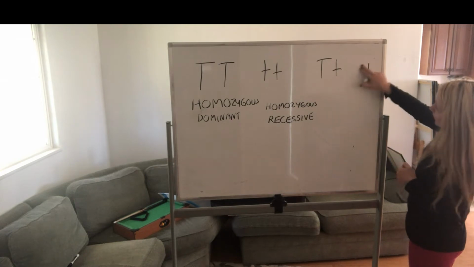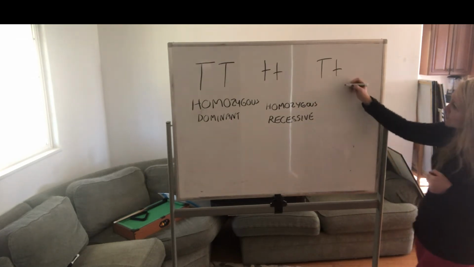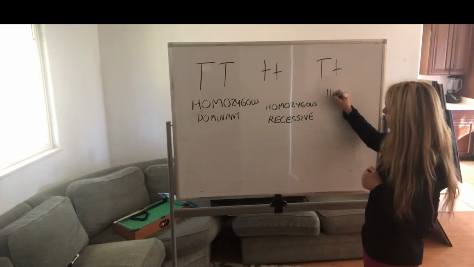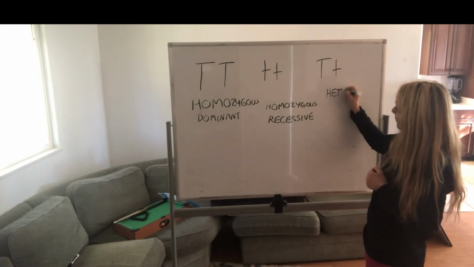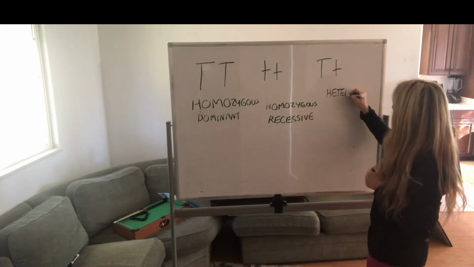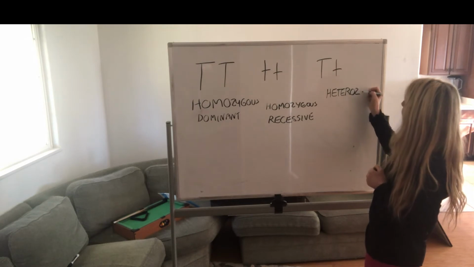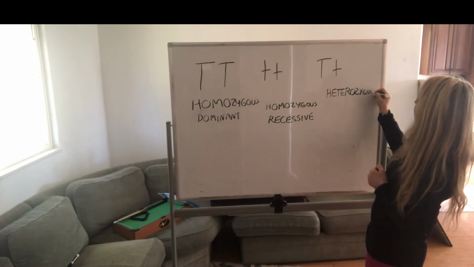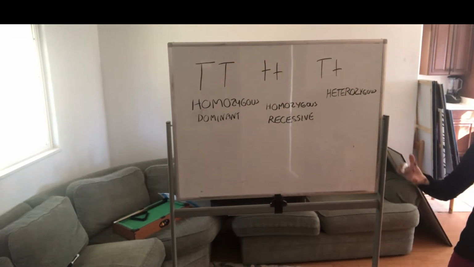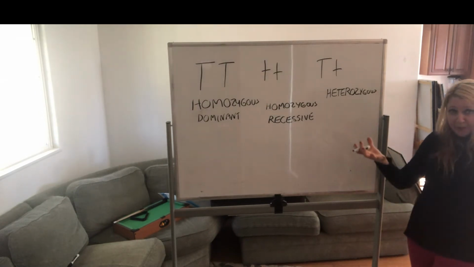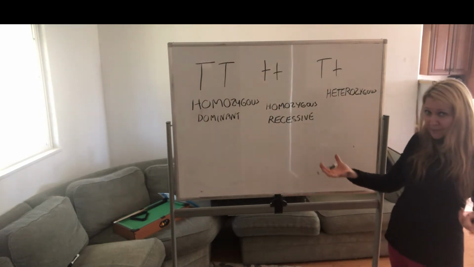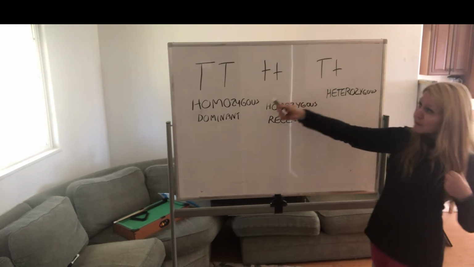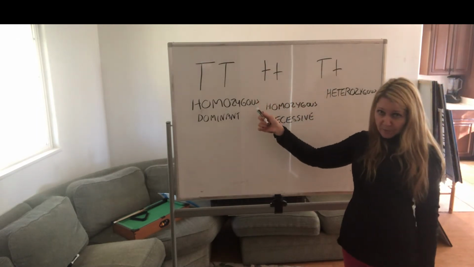We don't write it that way, we write it like this. So this is called a heterozygote. Hetero means different. Heterozygous. And it's not recessive or dominant because it has 1 of each. So it's just called heterozygous or heterozygote. These are homozygous or homozygotes.